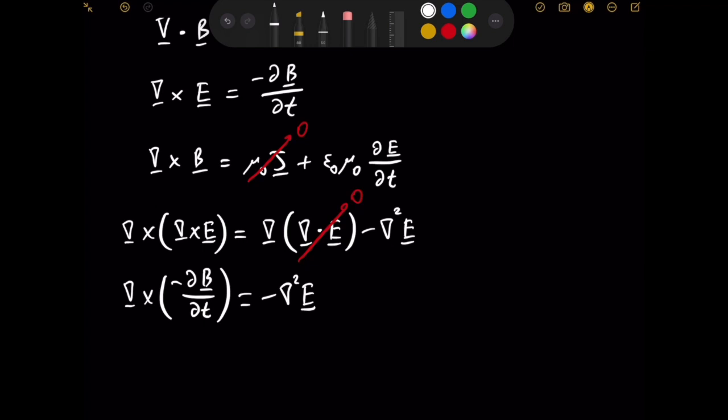Here, the nice thing is you can switch the order of differentiation, meaning you can take the d by dt out, and then you will write this. And I put the minus sign there.